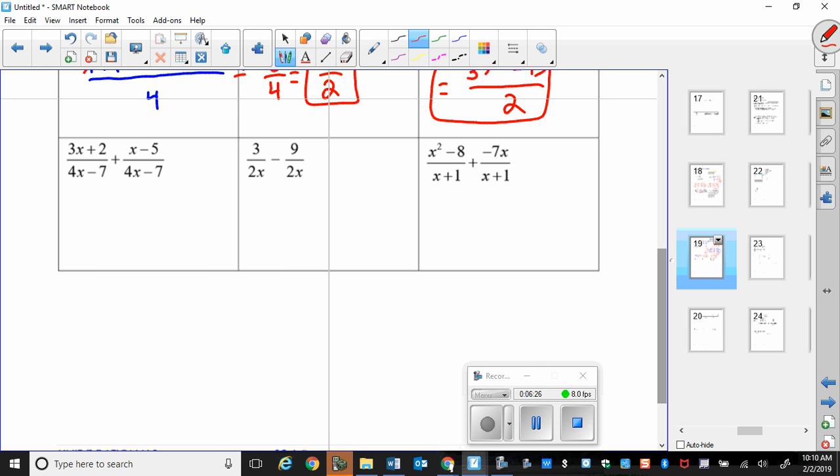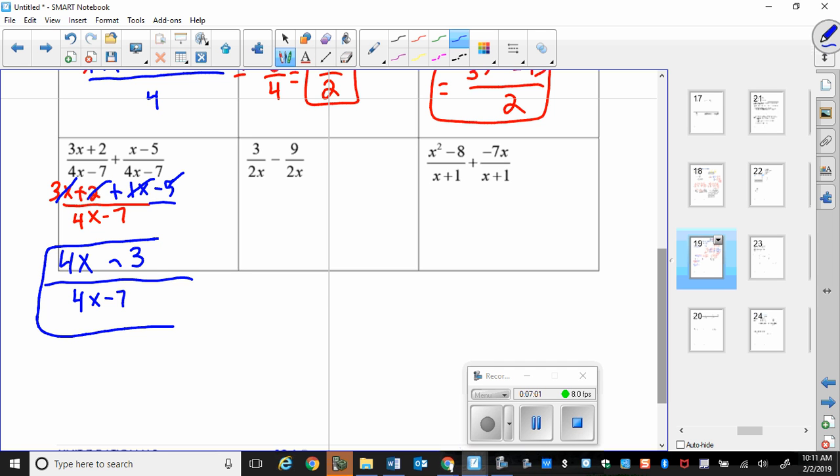For the last one, denominators are the same, so 4x minus 7 on the bottom, and then 3x plus 2, and it's positive in between, so I can just write it as it is, plus 1x minus 5. Combining my like terms, I get 4x minus 7 as my denominator, but in my numerator, 3x plus 1x is 4x. 2 minus 5 is negative 3. Here is my final answer.